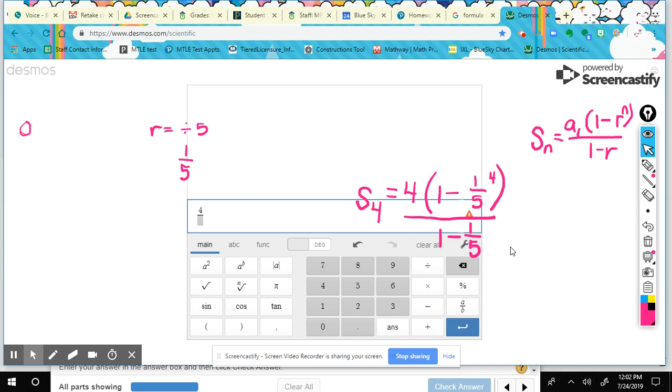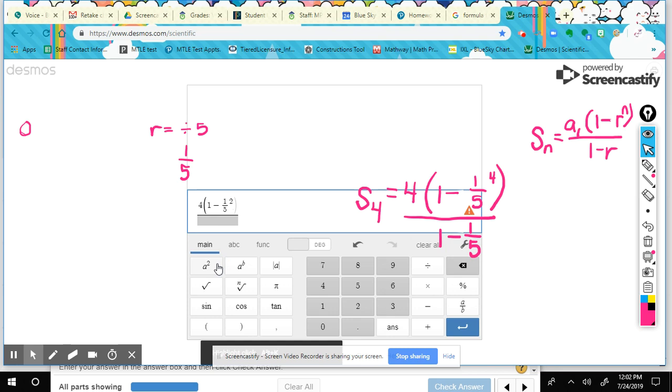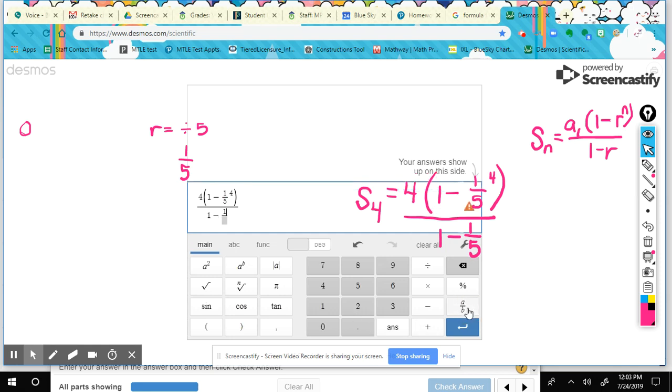Okay. 4, where's my parentheses? 1 minus 1/5. And then I need to raise that, oh, not to the 2, to the 4. Okay. Then on the bottom, I'm going to put 1 minus fraction 1/5.